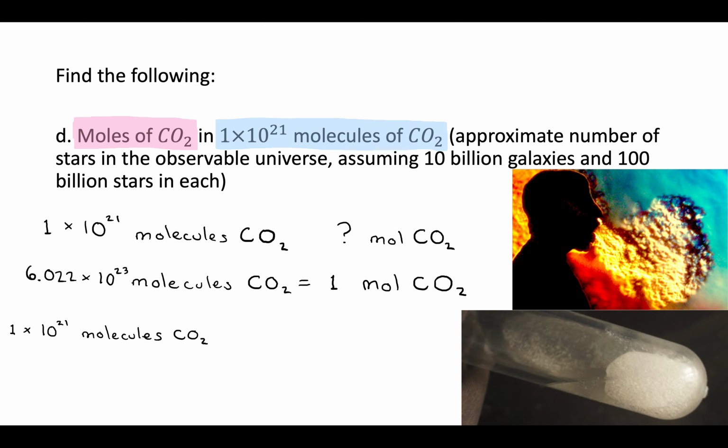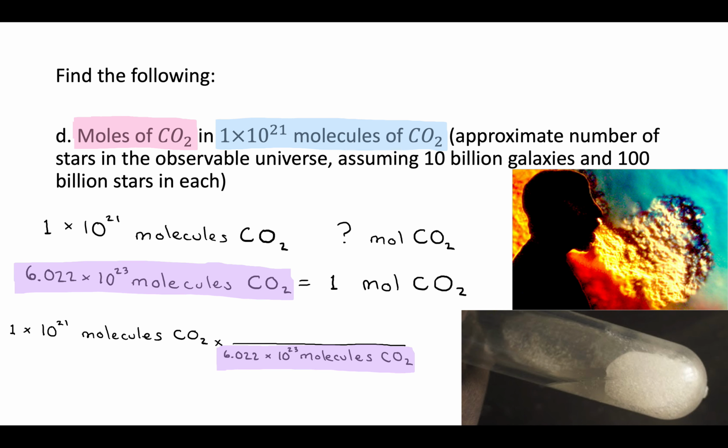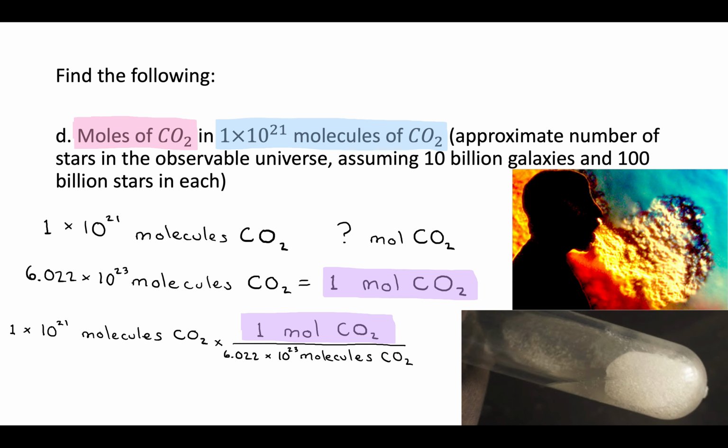So we can take the number they give us, 1 times 10 to the 21st molecules of CO2. Write a multiplication sign, fraction bar, and the units that we start with go on the bottom. The molecules of carbon dioxide go on the bottom of the fraction so that they'll cancel out. Then we're going to fill that fraction in with our conversion factor. So next to molecules of CO2, you'll put 6.022 times 10 to the 23rd, going over the fraction bar like going across the equal sign, and on top you'll have 1 mole of carbon dioxide, CO2. Molecules of CO2 cancel, and we're left with moles of CO2.